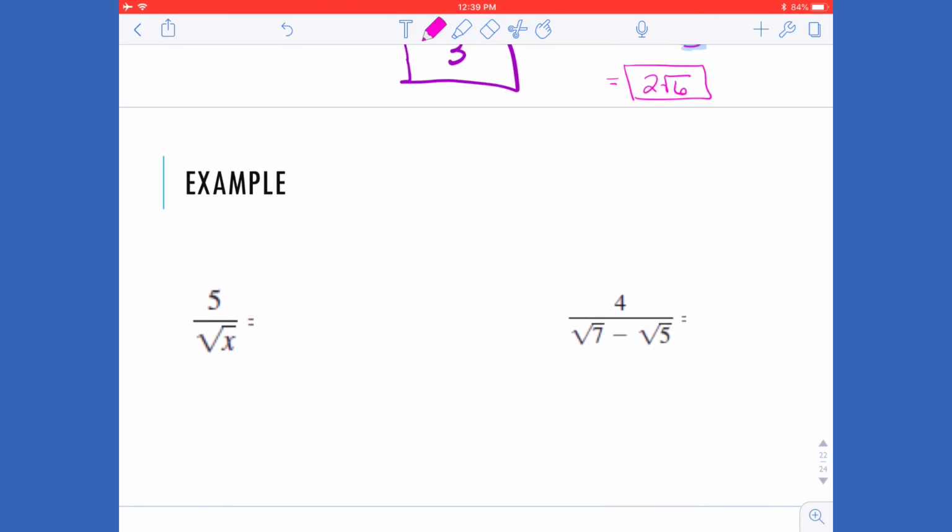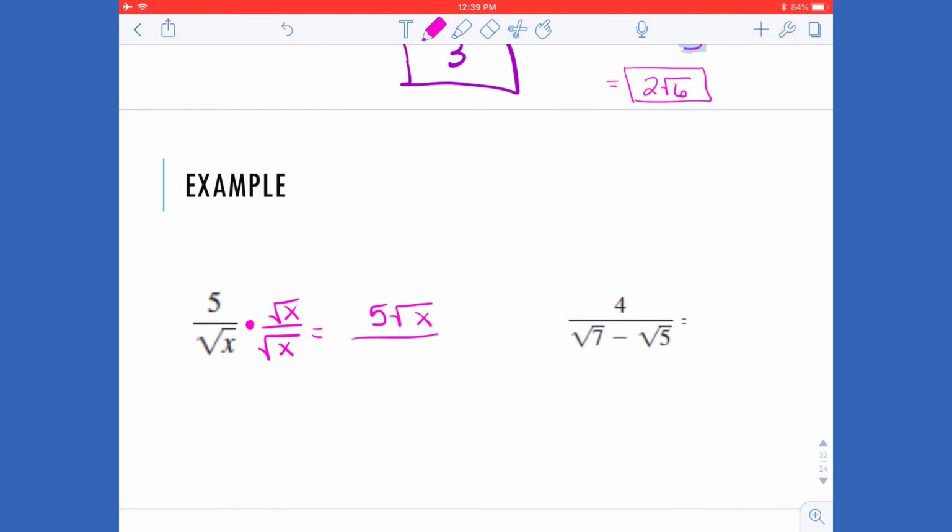I have another example here. So 5 over square root of x. So we are going to multiply by square root of x on top and on bottom. And I am left with the solution of 5 square root of x all over the square root of x squared, which is just x, because we know anytime we have the same index value as the exponent on our radicand, they cancel each other out, and I'm left with just whatever your radicand value is, so just the x.